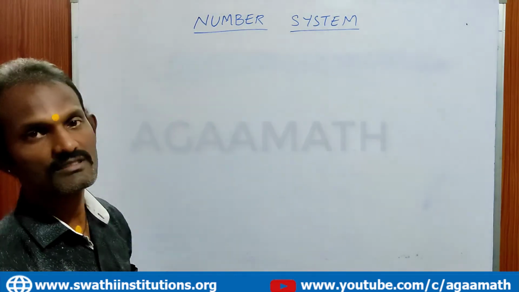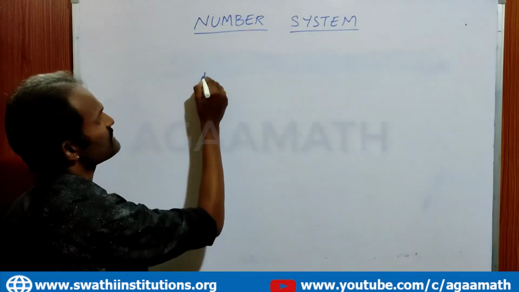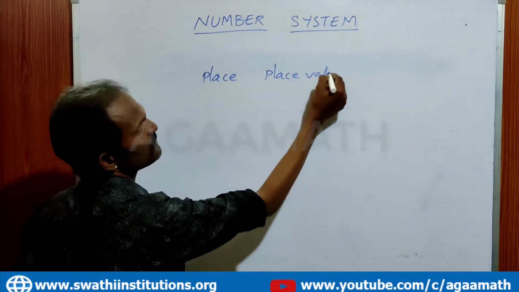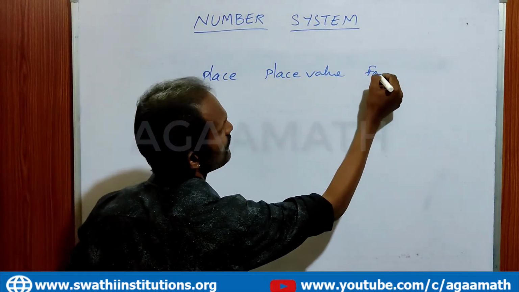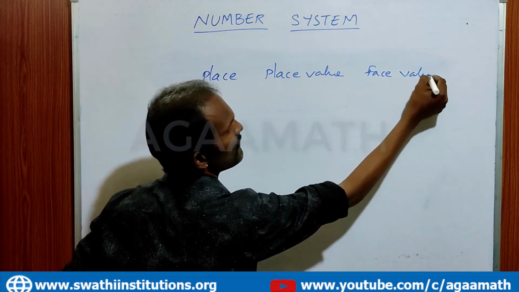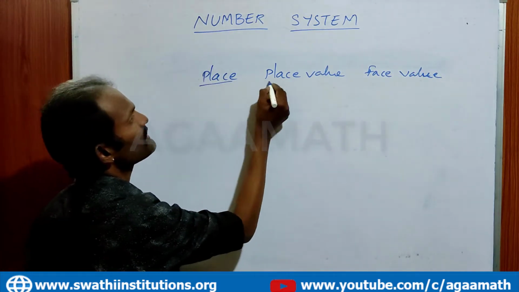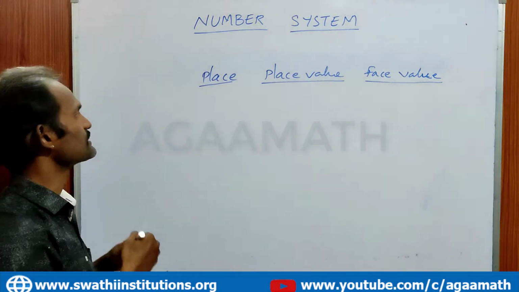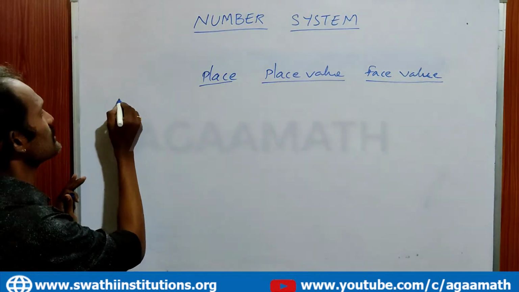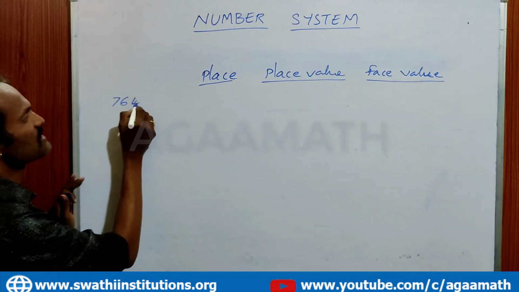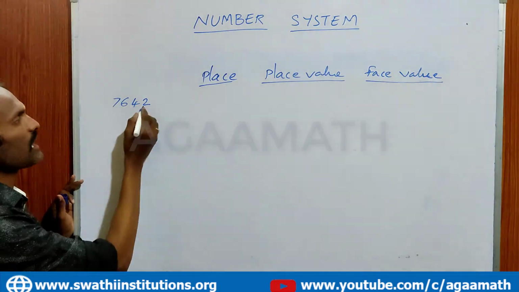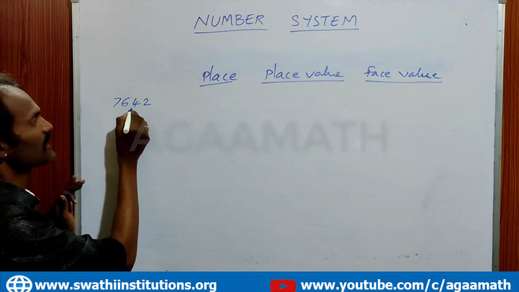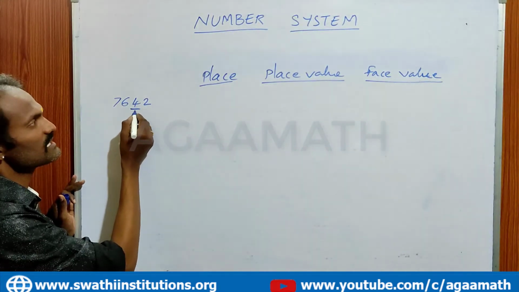Our concept from number system is knowing about place value and face value of the digits. Let us see. For example, if I take the number 7642 and I would like to write the place of the underlined digit, that is 4. So what is the place?